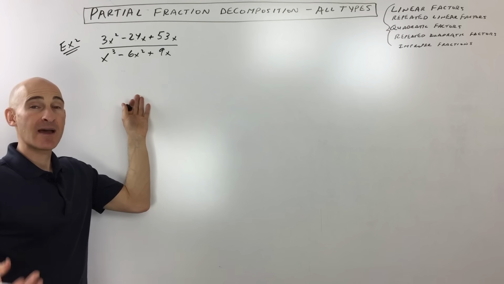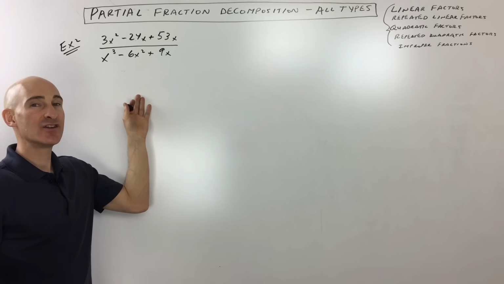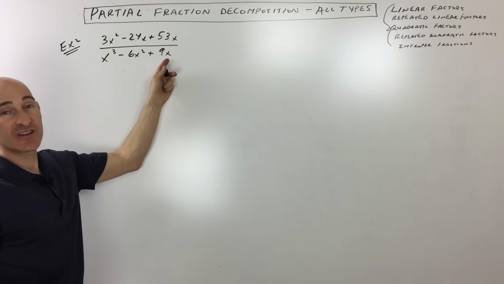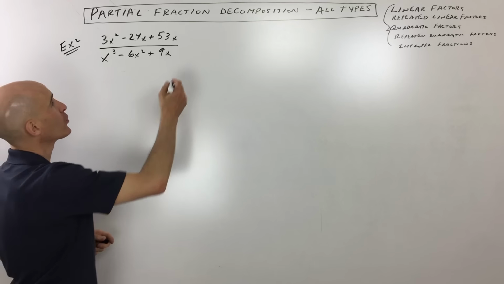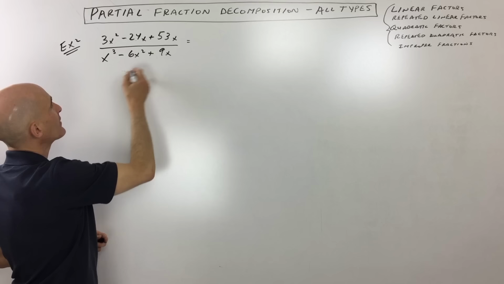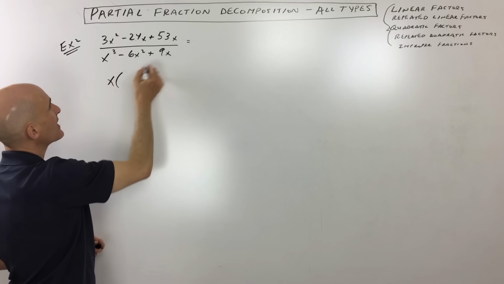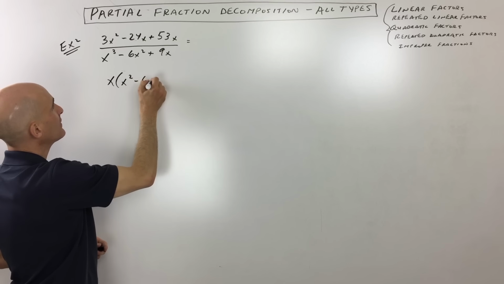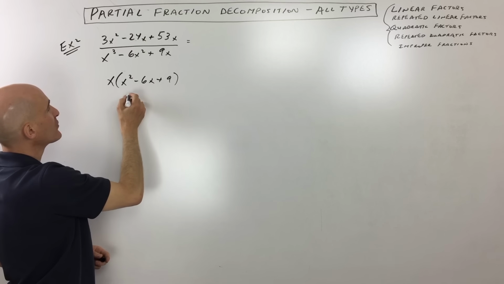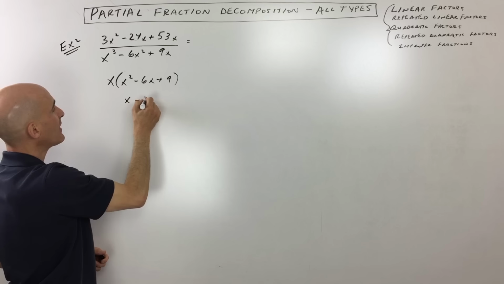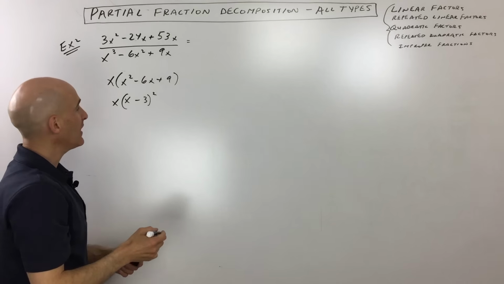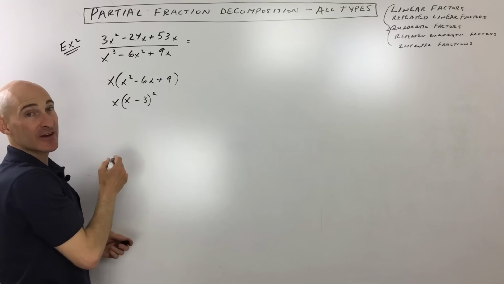Okay, example number 2 of the repeated linear factors. Okay, so what we want to do, remember, is factor the denominator first. If you want to try this one on your own, go ahead and give it a go. The first step though here is I'm going to factor this denominator by factoring out a greatest common factor, like so. Then we can factor this a little bit further. You can see this is going to factor as x minus 3, the quantity squared, and you can see that's where our repeated linear factor is coming in.